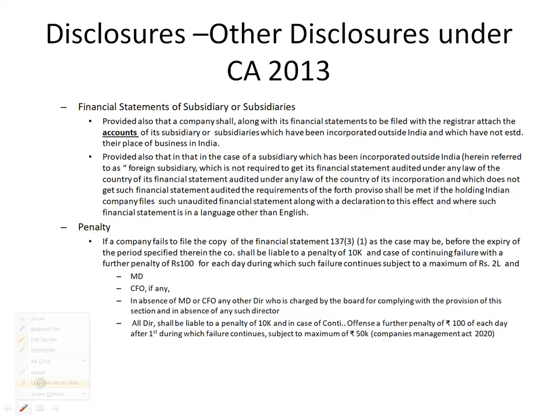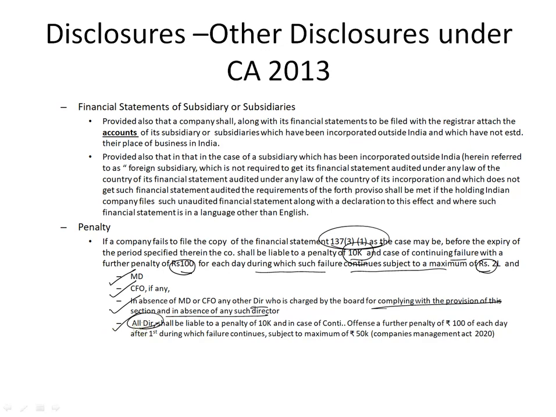Now, speaking about the penalty in case of non-compliance, if the company fails to file the copy under this section before the expiry of the period specified, it shall be liable to pay a penalty of 10,000, and in case of continuing failure, 100 rupees each day during which such failure continues, subject to a maximum of 2 lakhs. And the managing director, CFO, in absence of MD or CFO, the director who is accountable for complying with the provisions of this section, or in absence of such director, all directors shall be liable to pay a penalty of 10,000, and in case of continuous offence, a further penalty of 100 for each day after the first day during which failure continues, subject to a maximum of 50k, as per the Companies Amendment Act 2020.